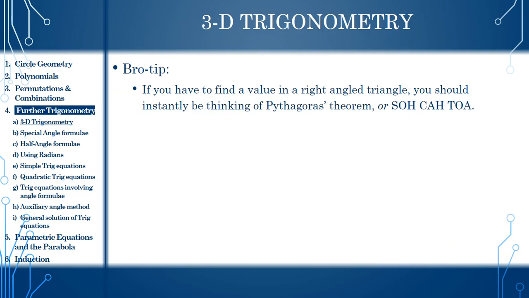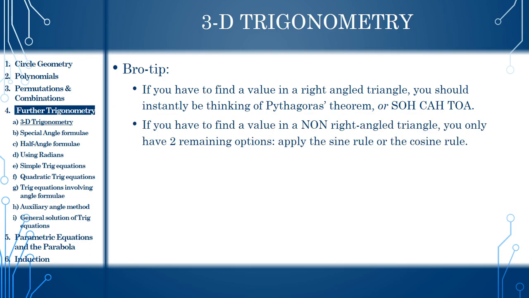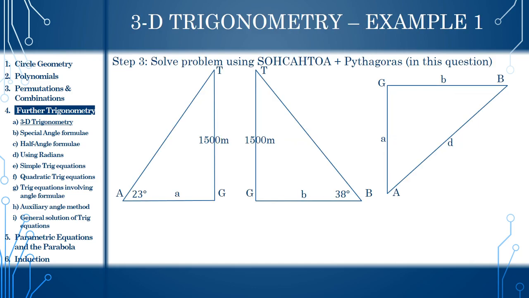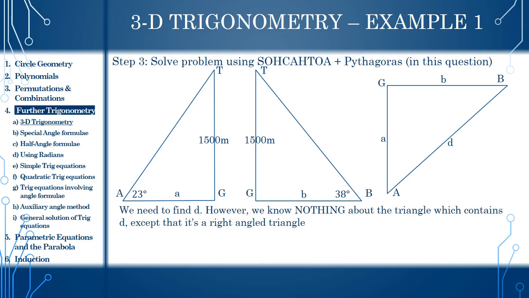Pro tip: if you have to find a value in a right-angled triangle, you have to be thinking, oh, I have to use Pythagoras' theorem, or maybe the SOHCAHTOA rule. On the other hand, if you have to find a value in a non-right-angled triangle, then you only have 2 options, either the sine rule or the cosine rule. So let's get started. We need to find D.